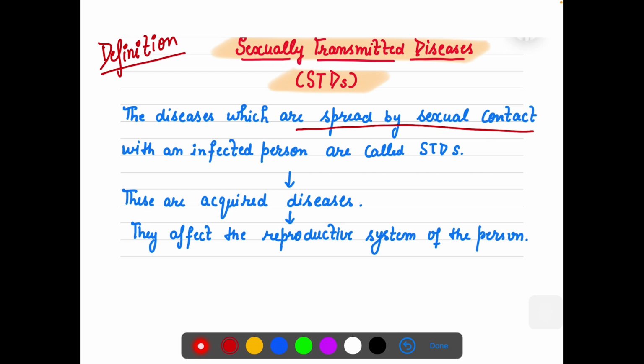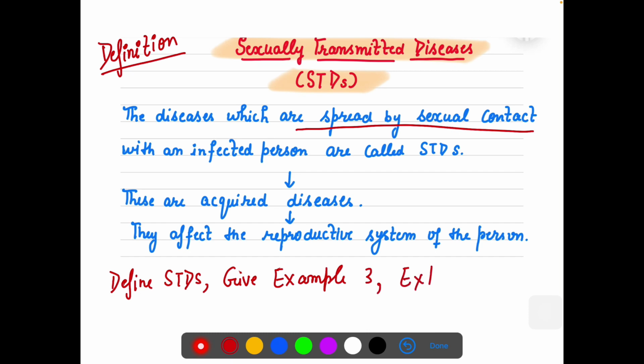the board exams they ask you the 5 marks question, and that includes: define sexually transmitted diseases, which is your STDs, right? And then they ask you to give examples of 3 sexually transmitted diseases and explain one of them. So I am going to take this question in today's lecture. We will talk about what the definition is, we will talk about the different examples, and we will talk about one complete disease in detail. So first, let's look at the definition.